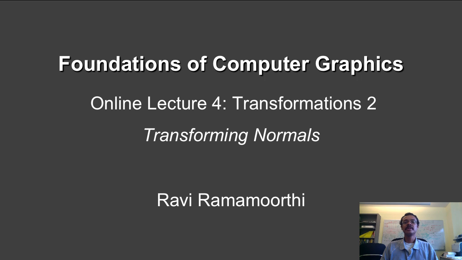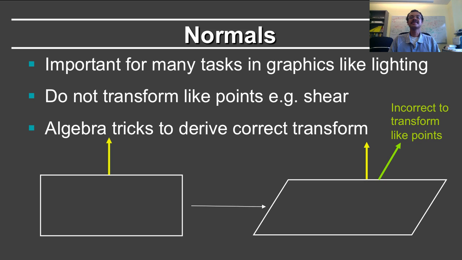In this segment, we'll talk about transforming normals. So far, all of our activity has been about transforming geometric objects and points on the surface. However, the surface orientation, the surface normal, is also critical for computer graphics. One important use is in lighting. The intensity you see from a surface depends on the angle between the light source and the surface normal.